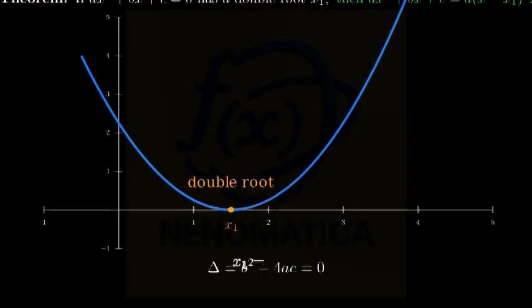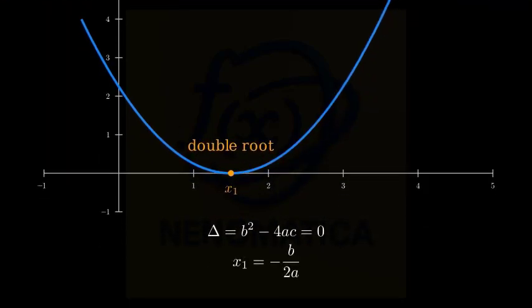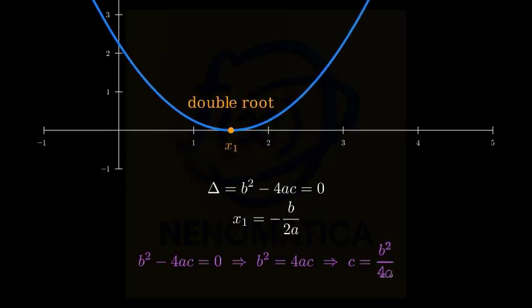Now the algebra. For a double root, the discriminant delta equals 0. That is b squared minus 4ac equals 0. For a repeated root, the location is x sub 1 equals negative b over 2a. From b squared minus 4ac equals 0, we rearrange to c equals b squared over 4a.